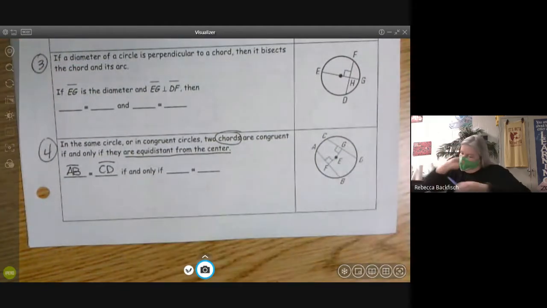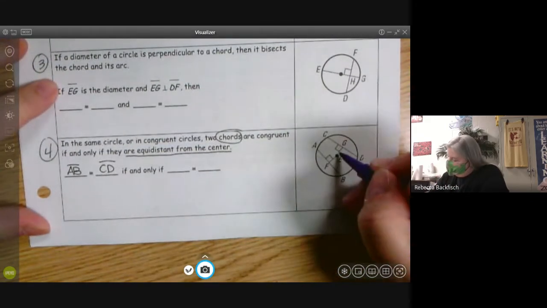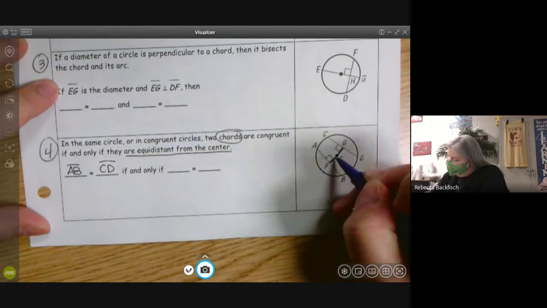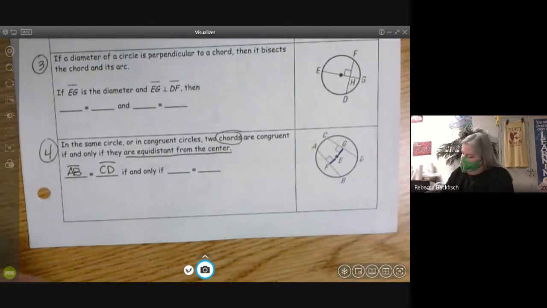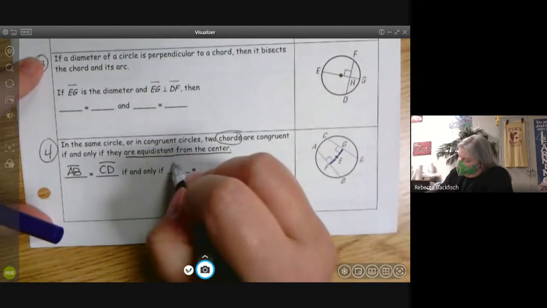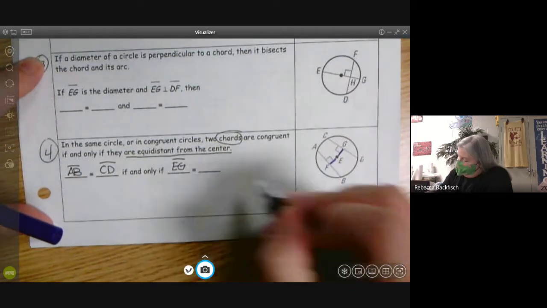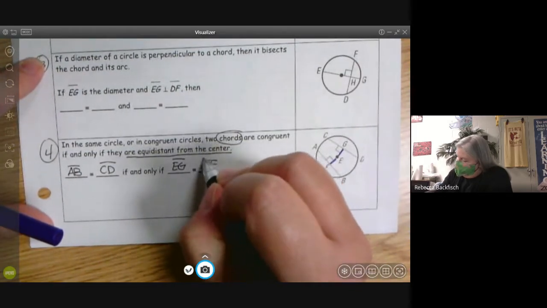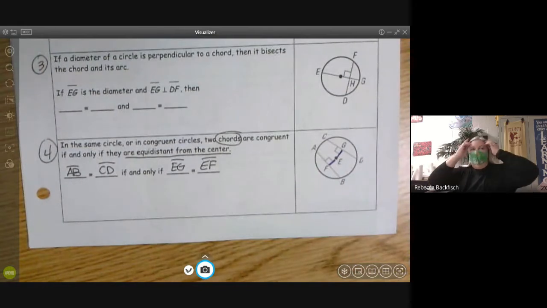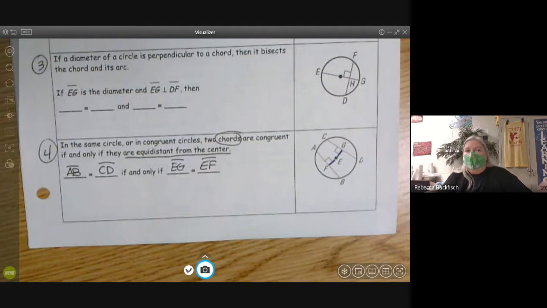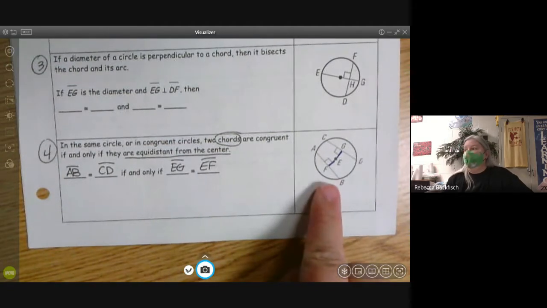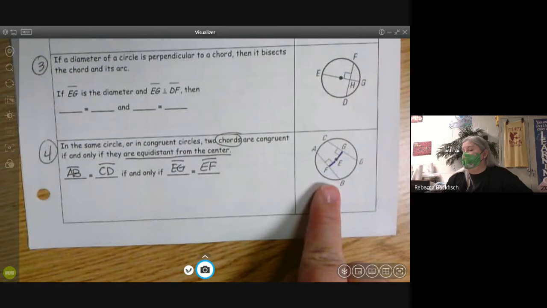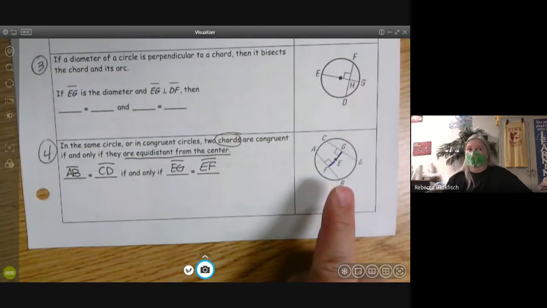So basically, it's this being congruent to this that makes those chords congruent. So if EG is congruent to EF. So those are 2 different ways that we would know that 2 chords are congruent. The first one up there on number 1, that was if they have congruent arcs. And this one is if they're both the same distance away from the center of the circle. 2 different ways to tell if chords are congruent.